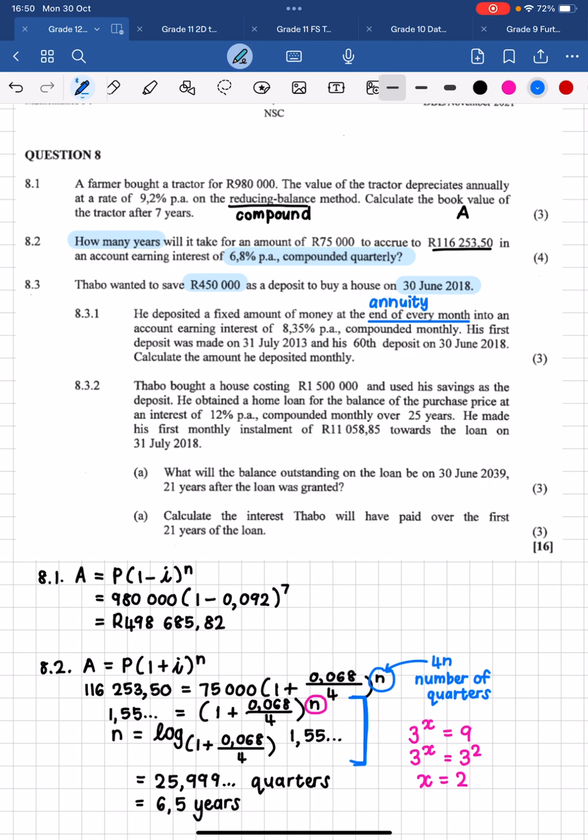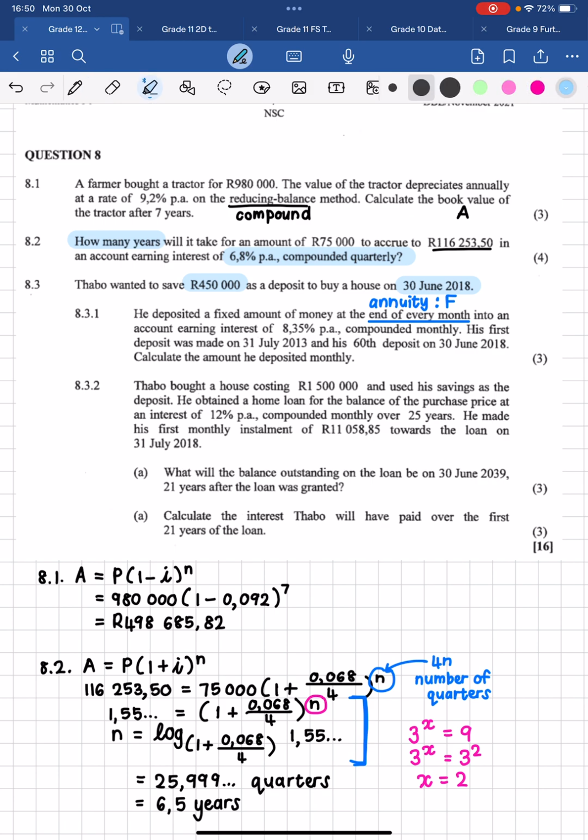We need to think, is it an investment? Then we're going to use future value. Is it a loan? Then we're going to use present value. Because he's depositing a fixed amount of money and he wants to save 450,000, we are going to use the future value formula for this. He's saving up for an amount in the future. He wants to have 450,000 Rand at some point in the future.